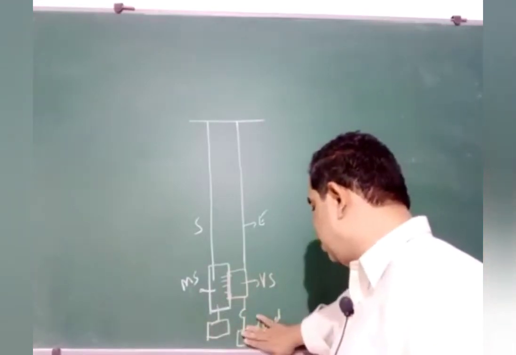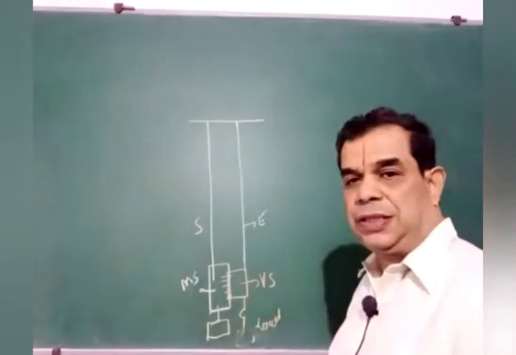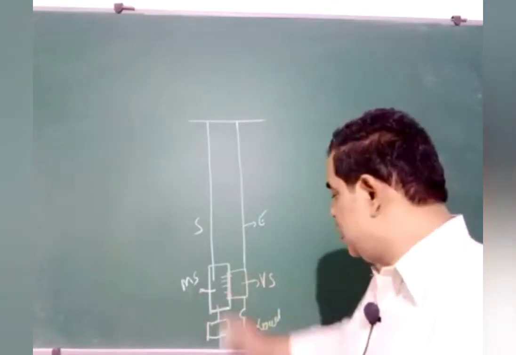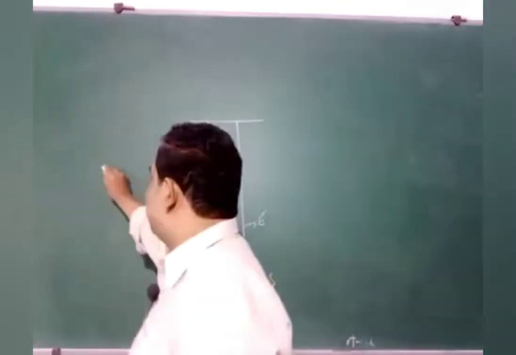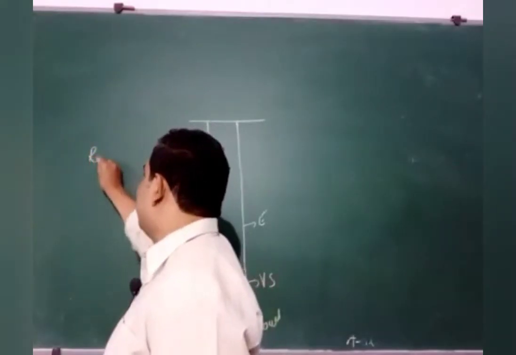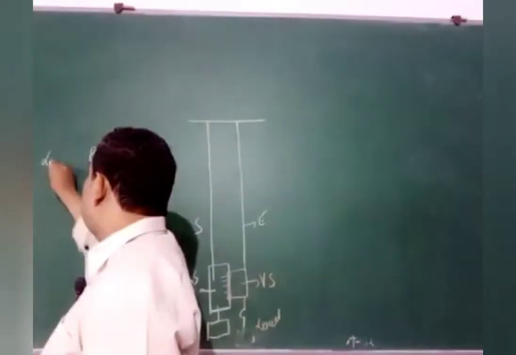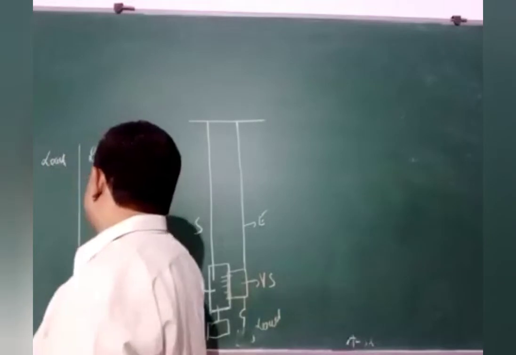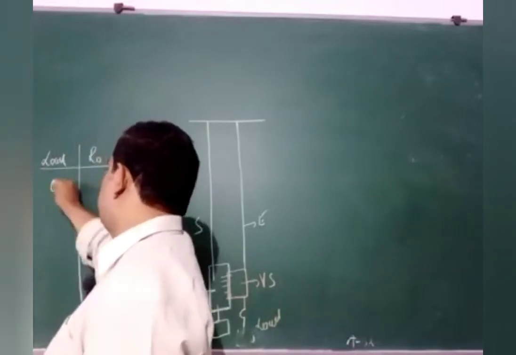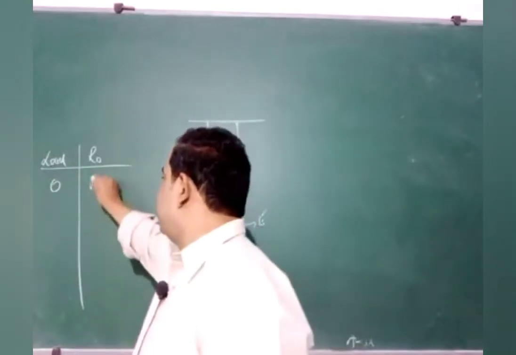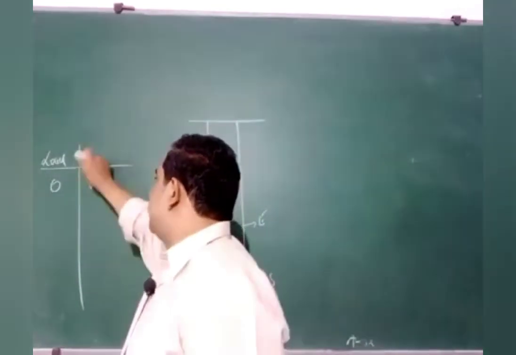First of all, without any load, we note down a reading. Without any load, we note down a reading. We call it R0. Say we can tabulate the readings like this. Say it is load and reading. Load 0, reading R0, some value. We call it R0 only. This is the reading.